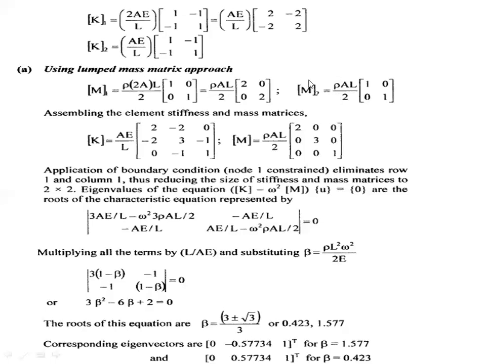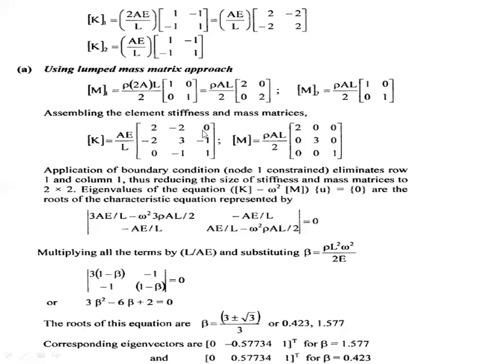Similarly, for the second element, the lumped mass matrix would be rho A L by 2 times [1 0; 0 1], where rho is as it is, area is capital A and L is the length of the element. But here the row numbers and column numbers belong to the second element: the first belongs to nodal point 2 and the last one belongs to nodal number 3.